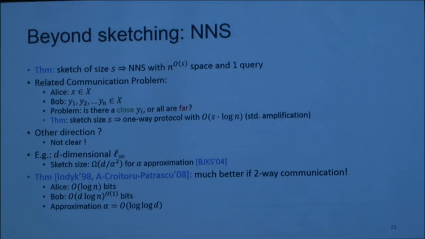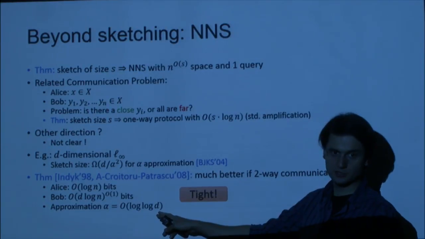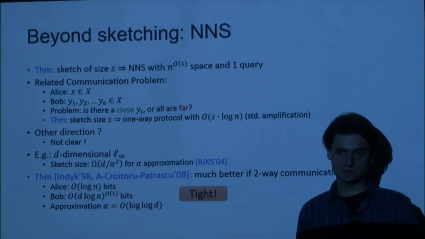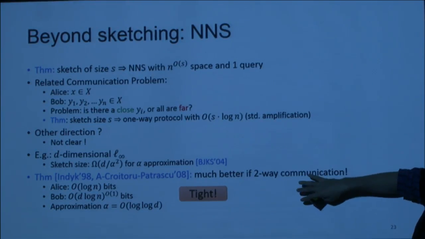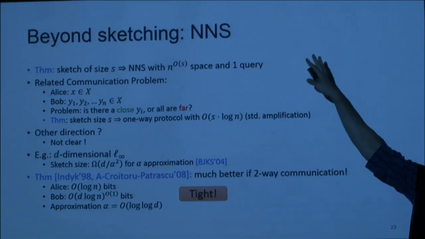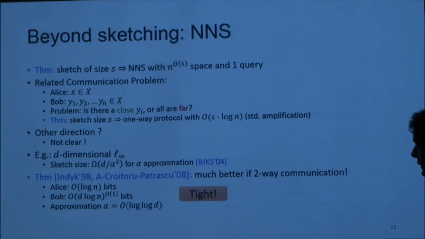So at least if we allow Bob to communicate a little bit of information back to Alice, we can get vast improvements. And it turns out that these trade-offs, this log log d approximation, is tight at least for this communication. The notion of sketching to be applied for this communication problem seems to be different. It's not the standard sketching as defined here. I presume Ilya will actually talk about this.